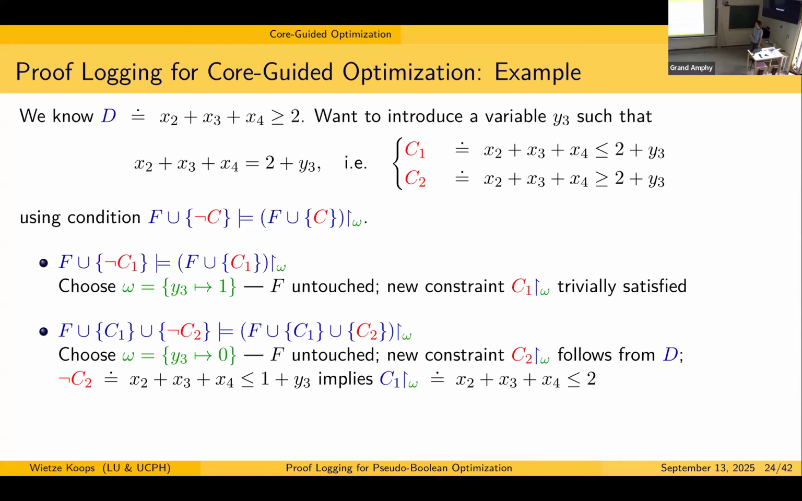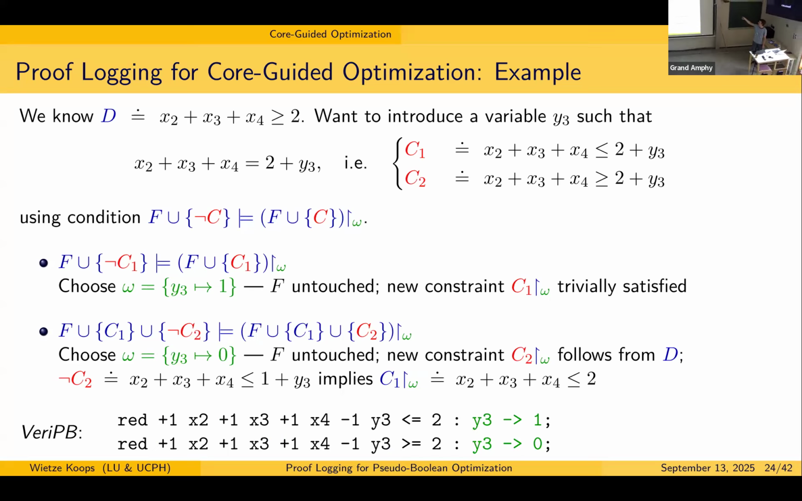Y3 is set to 0. The formula is untouched. The new constraint, if I set y3 to 0, says that the sum of the 3 literals is at least 2. So the new constraint follows from D. And the negation of my C2, which says that the sum of the 3 literals is at most 1 plus y3, because y3 is at most 1, this implies that the sum of the literals is at most 2, which is exactly C1 under the witness.